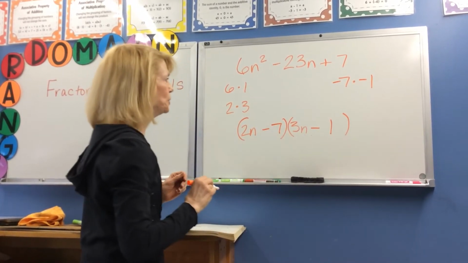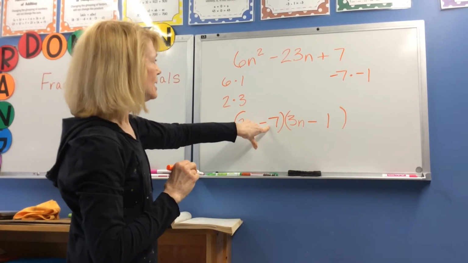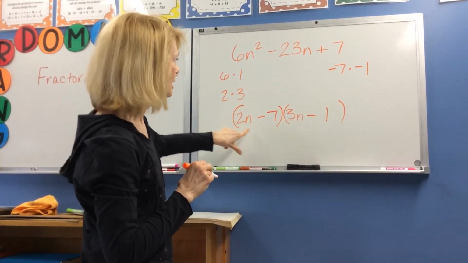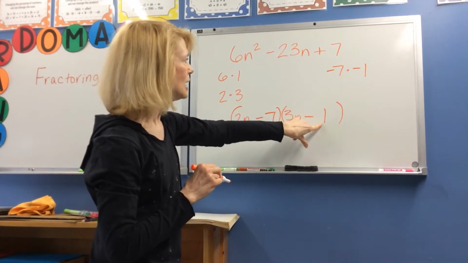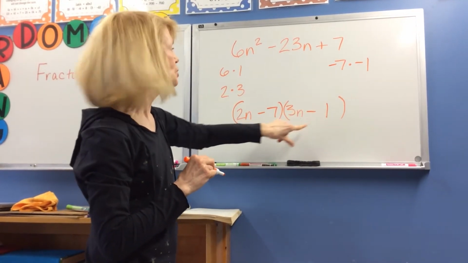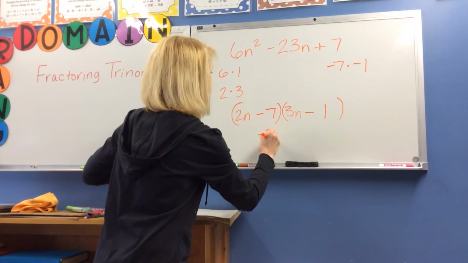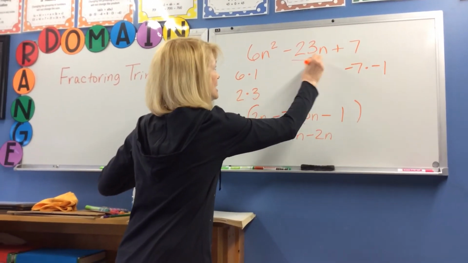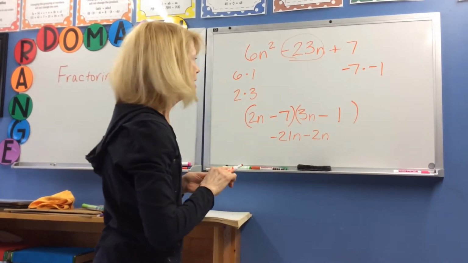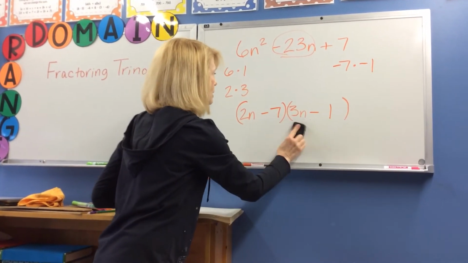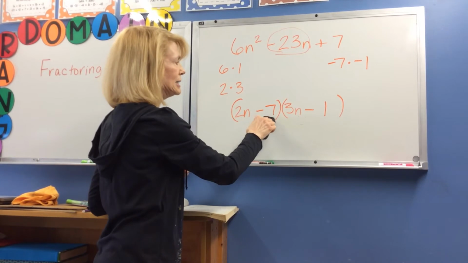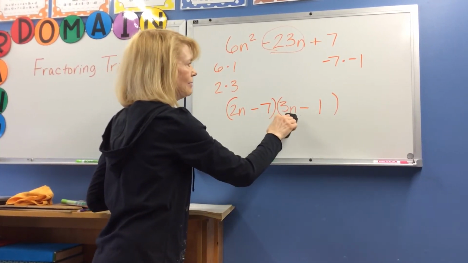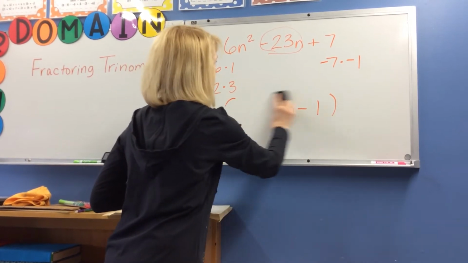Let's try 2 and 3. And we end up with negative 7 times 3, negative 21, negative 2 times 1, negative 2, and negative 21n minus 2n is negative 23n. So my two binomials, 2n minus 7 times 3n minus 1.